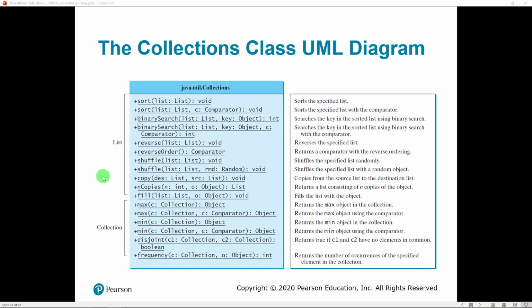So the Collections class provides a lot of useful utilities: finding maximums, finding minimums, finding if elements are in common, reversing things, sorting things, searching things. And they're always static methods. So it's always Collections.sort or Collections.reverse. And then inside the parentheses, you provide it with the reference to whatever collection you're trying to work with.